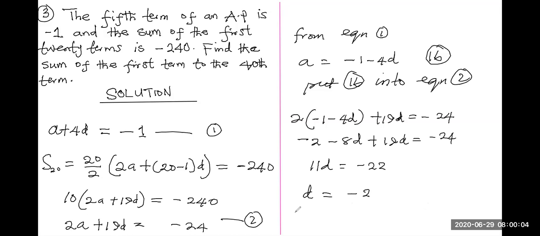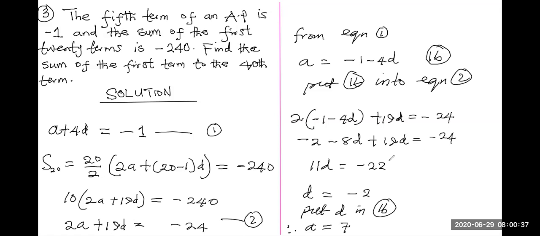Now, when you put d into equation 1b, we are going to have -4 times -2, which gives us 8, and of course -1 + 8 gives us 7. So we can now have a equal to 7. Therefore, a is 7. This is where we stop for a and d.